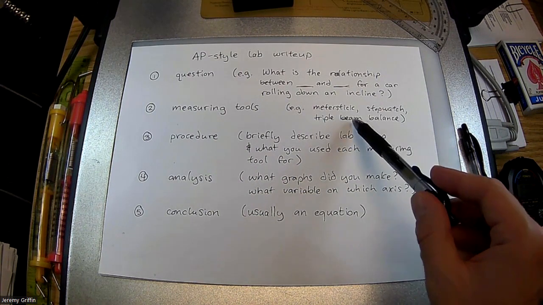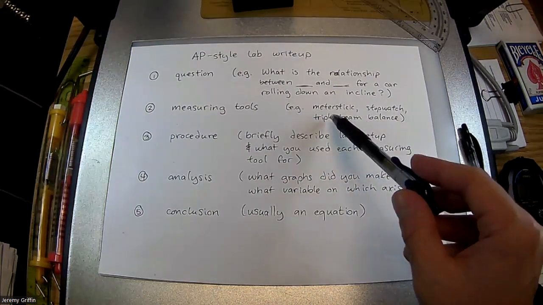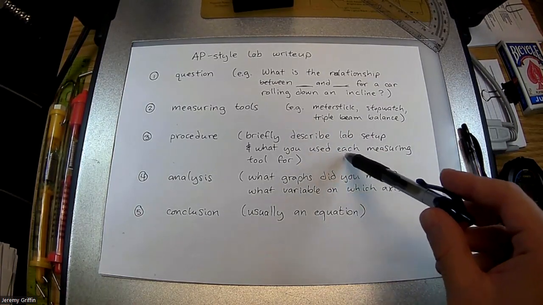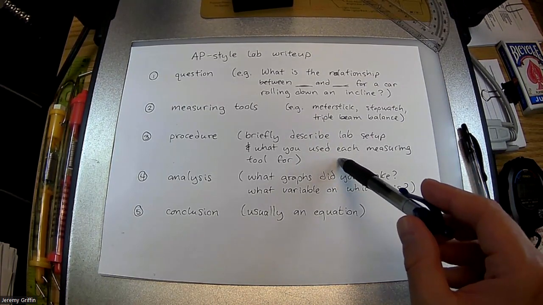I use the triple beam balance to measure the mass of the car. I use the stopwatch to measure the time. I use the meter stick to measure the distance. Something like that. Maybe I took 3 times and averaged them to reduce experimental uncertainty. Bing, there's a point.